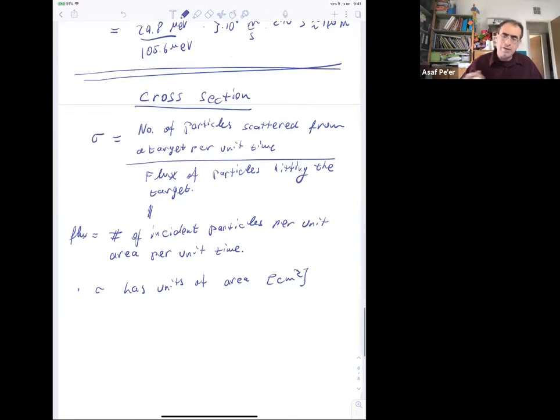Now, sigma is a characteristic of the process. So you can have the same particle, but undergoing different processes, it will have different cross sections. So it's not the target, it's the process. Sigma is a characteristic of the process. This is Lorentz invariant.